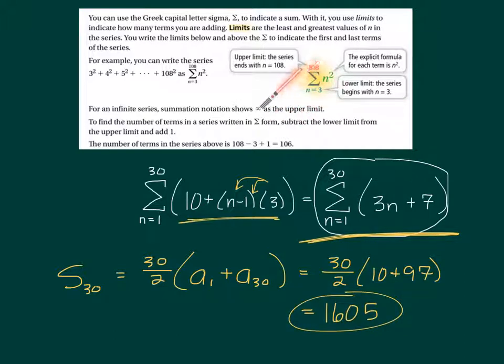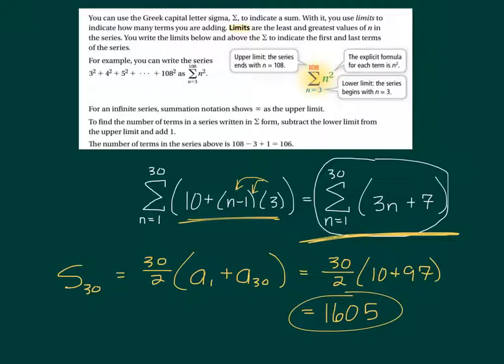How many terms are we dealing with here? As n goes from 3 to 108. 106. There are 106 terms there.